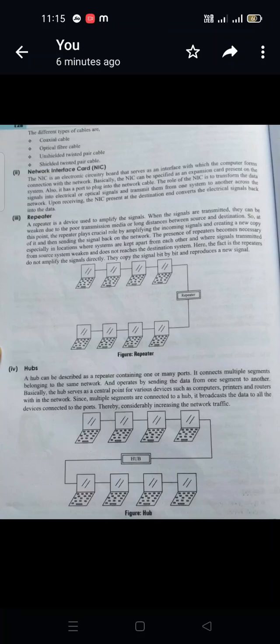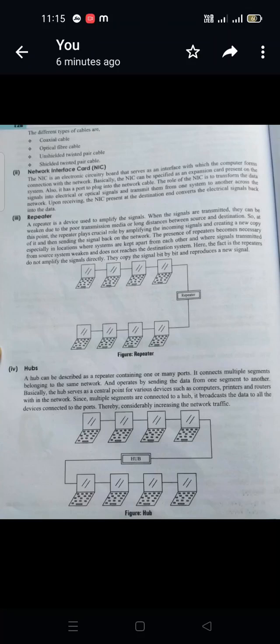So these multiple segments are connected to a hub. It broadcasts the data to all the devices connected to the ports, considerably increasing the network traffic. It increases the network traffic as it has multiple ports to connect.